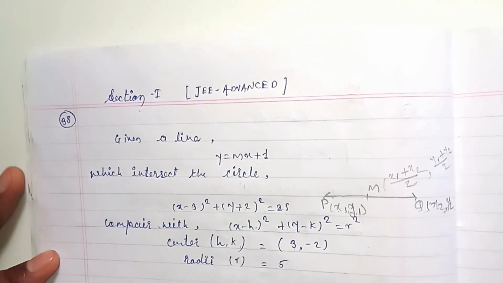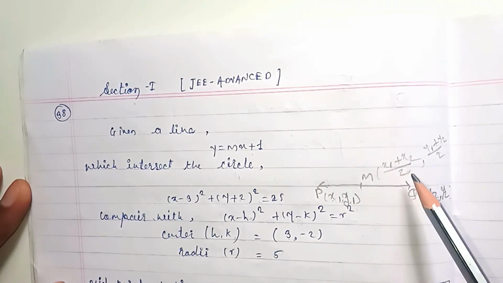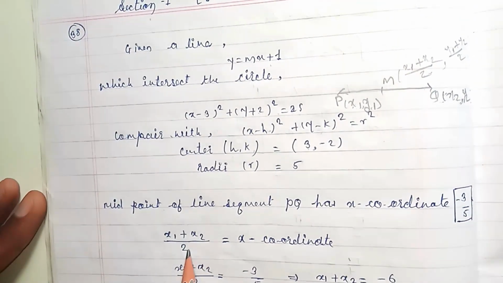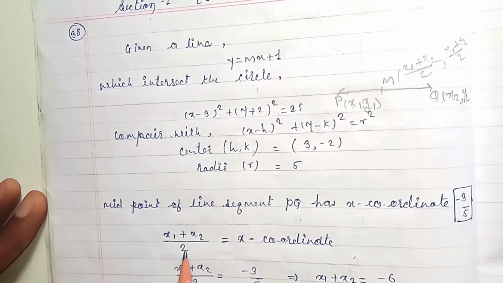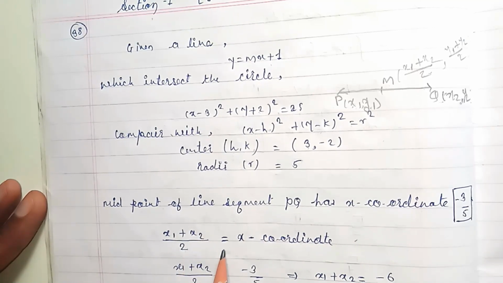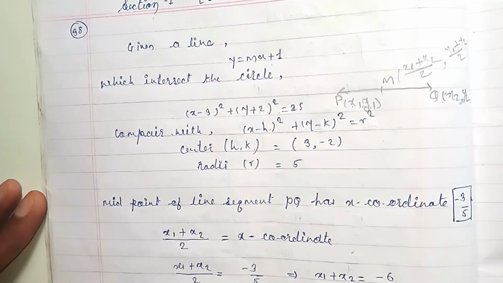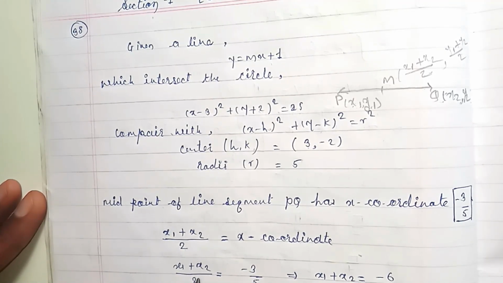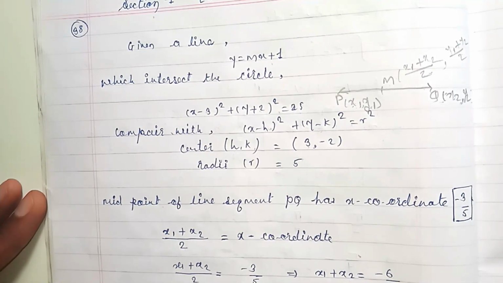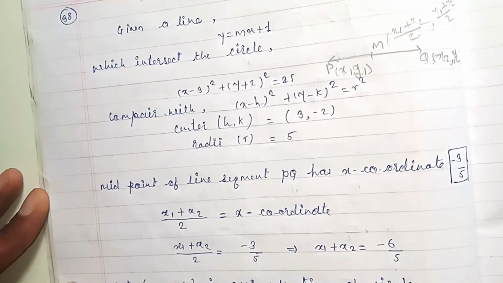So the x coordinate is given as negative 3 by 5. That means the value of x1 plus x2 by 2 is given as negative 3 by 5. The midpoint x coordinate, x1 plus x2 by 2, is equal to the given x coordinate, negative 3 by 5. So what I have done is taken the 2 to the other side, so x1 plus x2 is negative 6 by 5. This is the value of x1 plus x2.